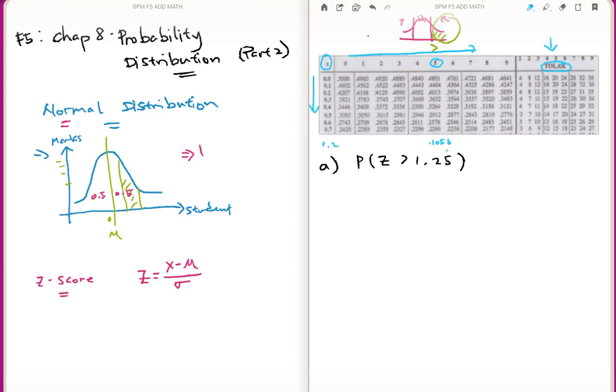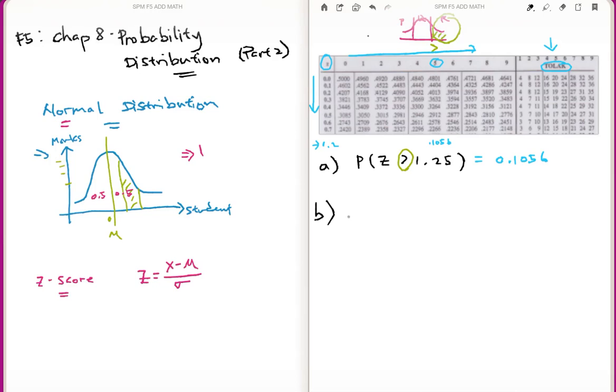Okay, so go to 1.2, look for 5, so it's this number. So straight away the answer would be 0.1056. What I want you to focus on is always more than. If you want to use the logbook, or your calculator, you can go for the R, more than, it means more than. Okay, so simple one, first one, straightforward.